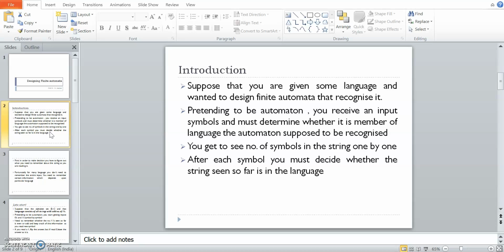What are the prerequisites, or the things we're supposed to consider? Suppose that you are given some language and want to design a finite automaton that recognizes it. Pretending to be an automaton, you receive input symbols and must determine whether the string is a member of the language the automaton is supposed to recognize. If you see the symbols in the string one by one, after each symbol you must decide whether the string seen so far is in the language or not.